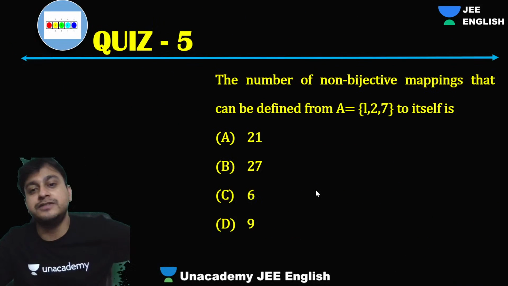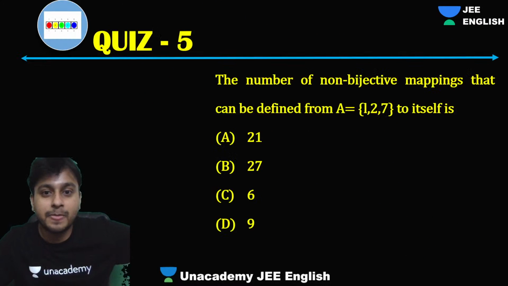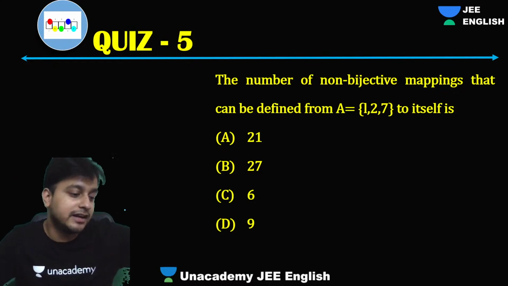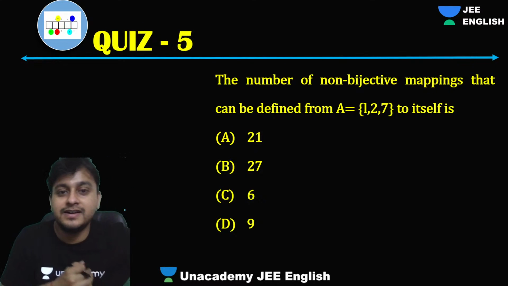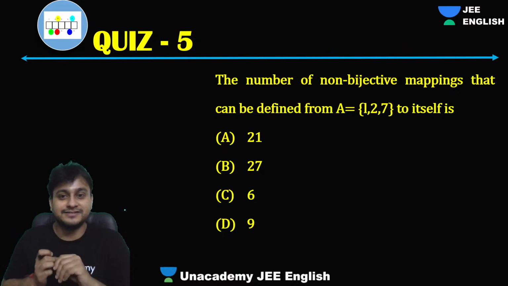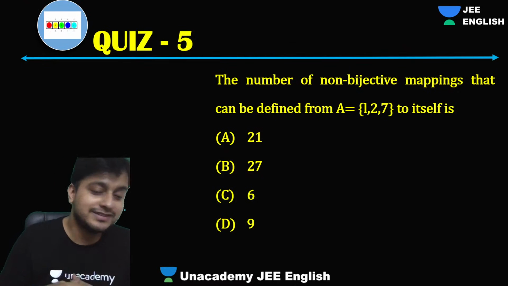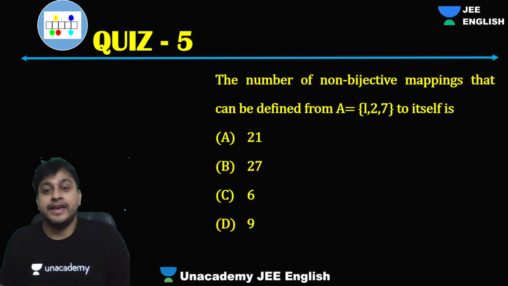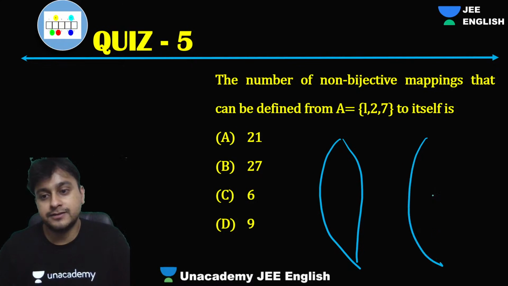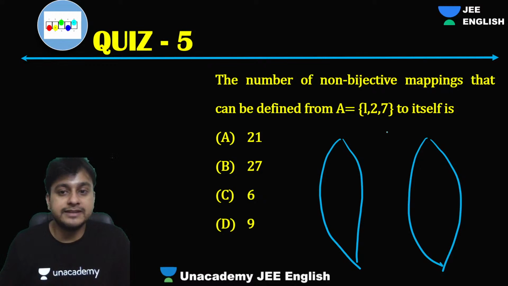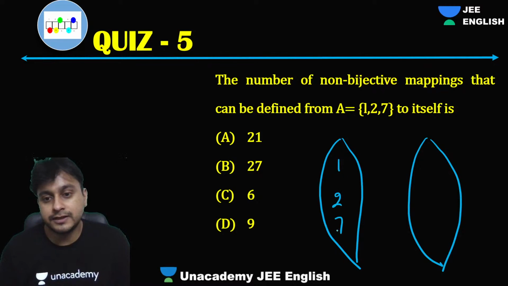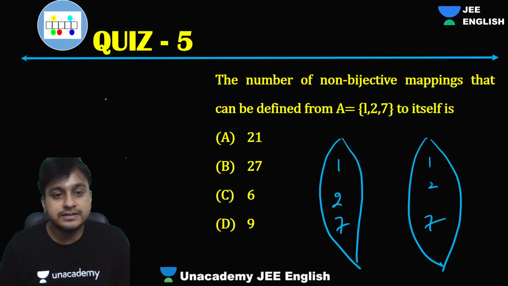So guys, one interesting question we will take and we will wrap it up. Let's take this question and then we'll wrap up the session, guys. We'll continue next time. The number of non-bijective functions from A to A. Guys, bijective means both one-one and onto should be there. How many bijective functions can be possible? Suppose we have 1, 2, 7 here, and here also we have 1, 2, 7. First, let's calculate bijective.